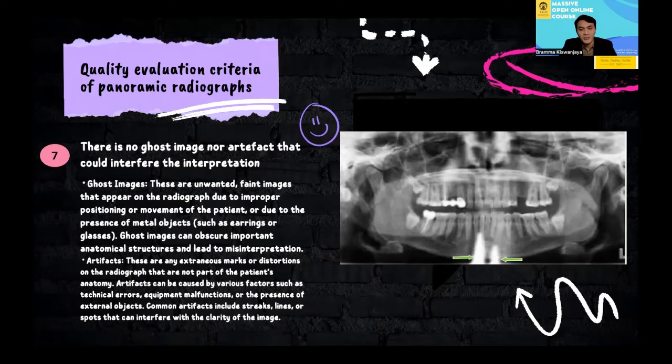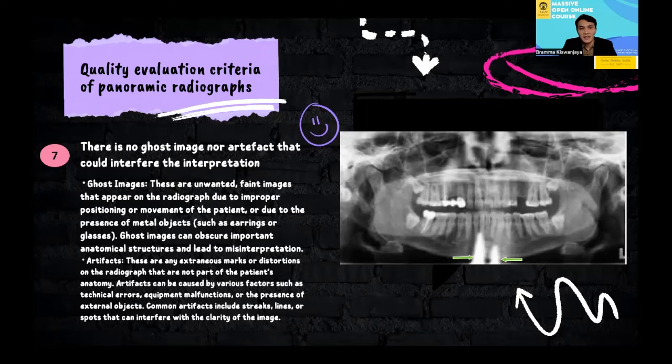Lastly, it's important to ensure there are no ghost images or artifacts. This can obscure important anatomical structures and lead to misinterpretation. Ghost images are unwanted faint images that appear on the radiograph due to improper positioning or movement of the patient, or due to the presence of metal objects, such as earrings or eyeglasses. Ghost images can obscure important anatomical structures and lead to misinterpretation.